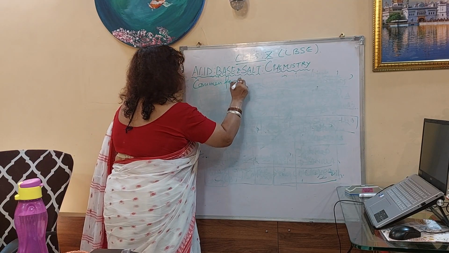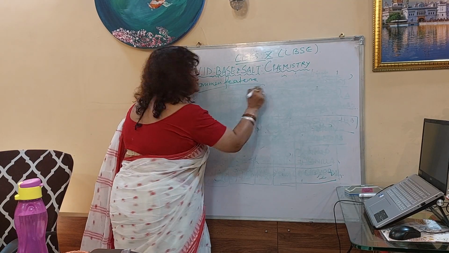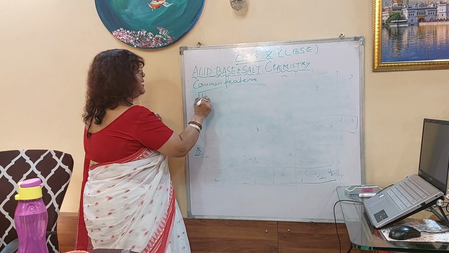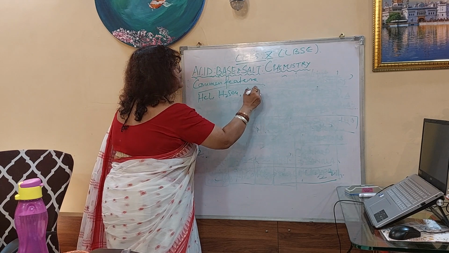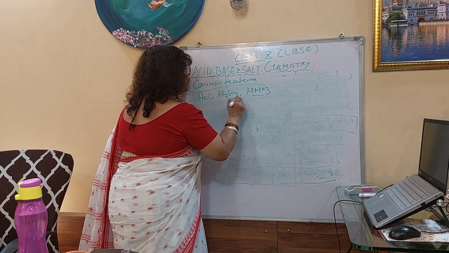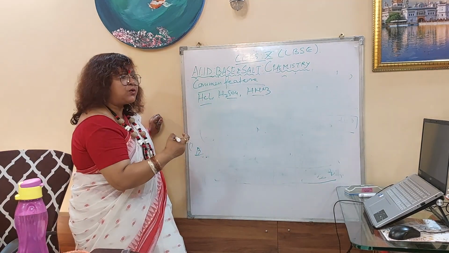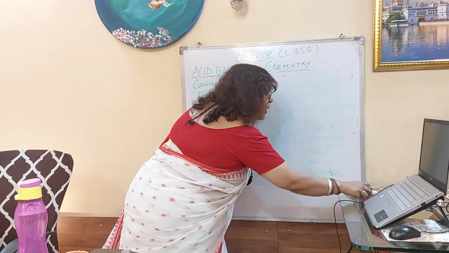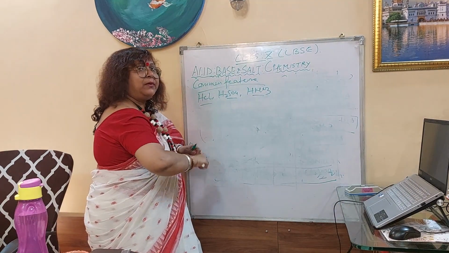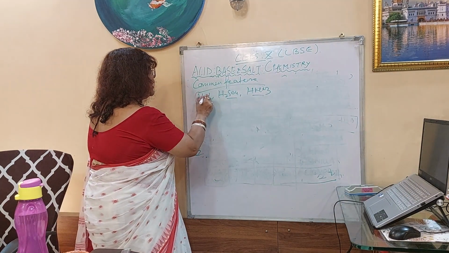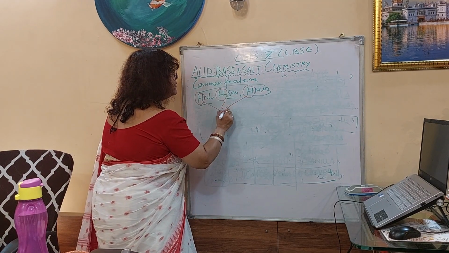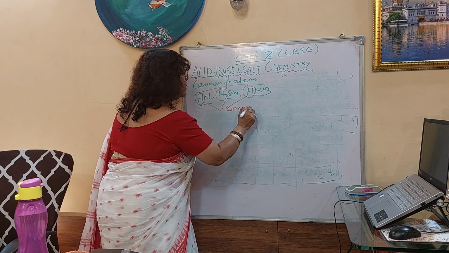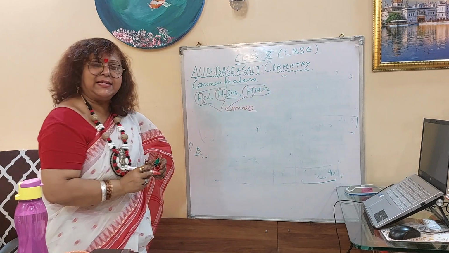Common feature. What do all acids contain? If I write HCl, H2SO4, HNO3, what do you see here? What is the most common feature that all acids contain? All acids contain one particular thing in common: hydrogen. This is the common thing in all the acids, right?